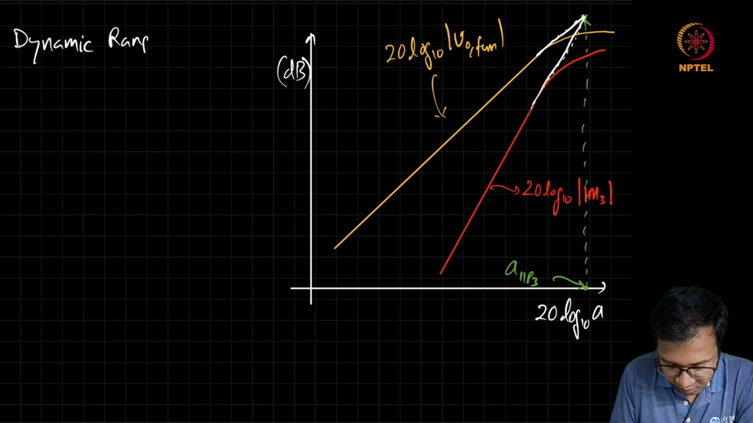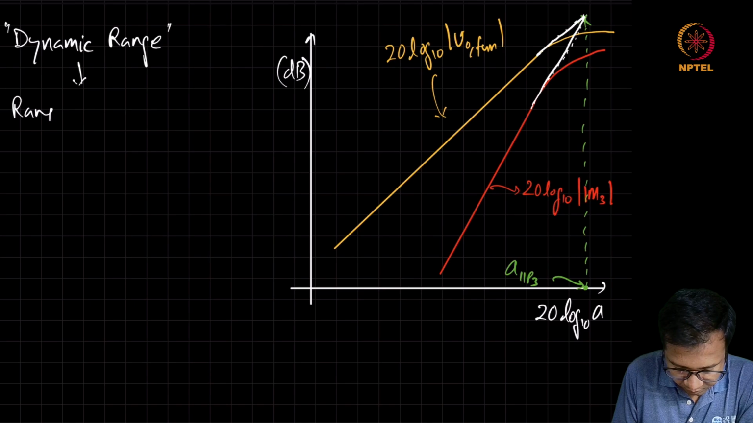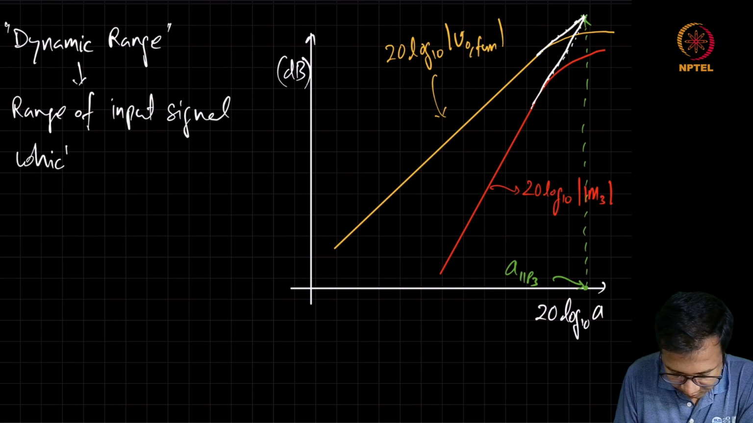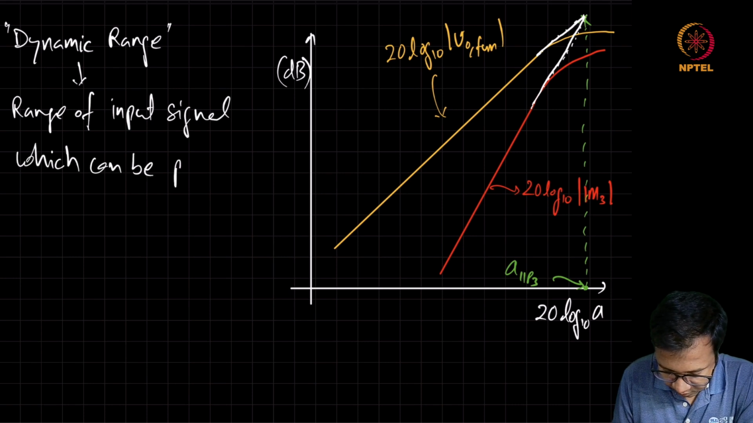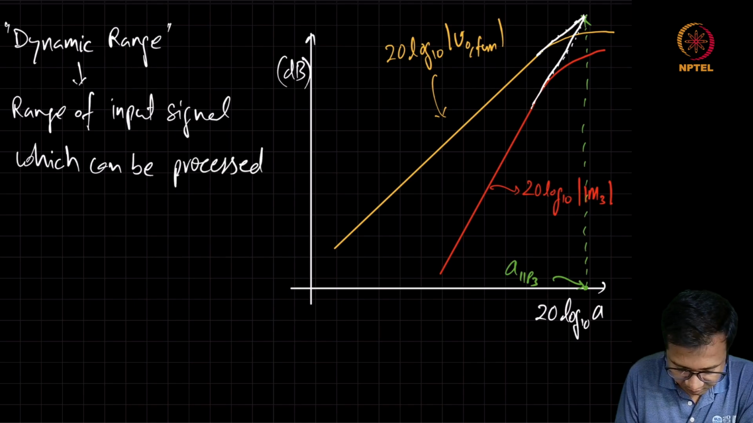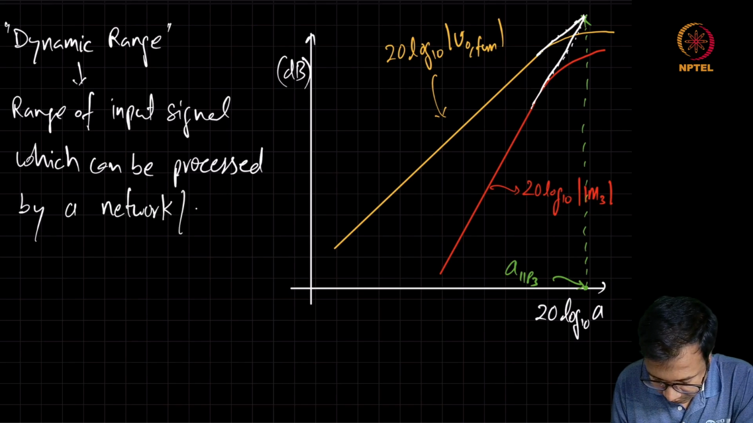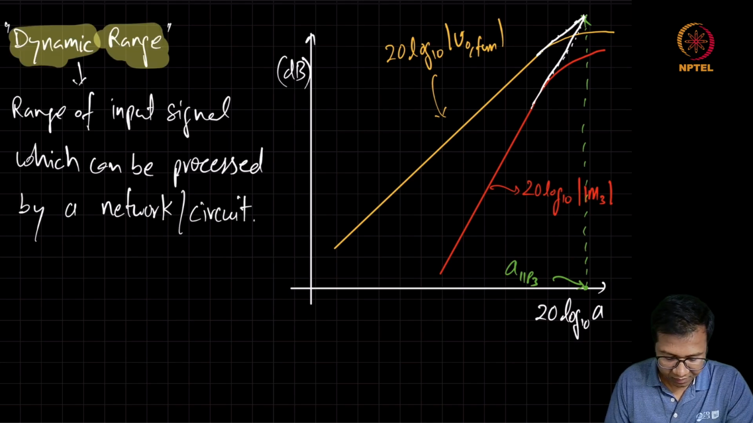finding out the dynamic range, which is the range of input signal which can be processed by a network. Okay, so when we talk about a dynamic range, we need to know also what is the minimum signal which we can process.